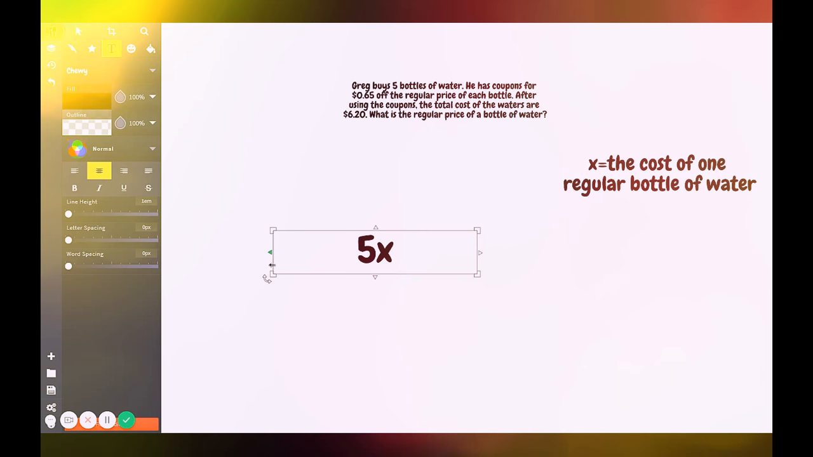Now, because we know that the cost of 5 bottles of water can be represented by 5x and the coupons can be represented by 5 times 0.65, we can show the coupons deduction from the bottles of water as 5x minus 5 times 0.65.